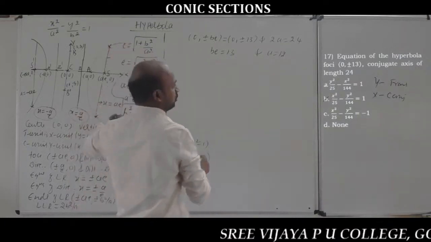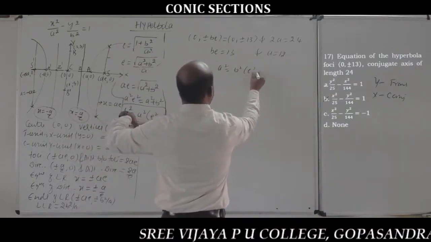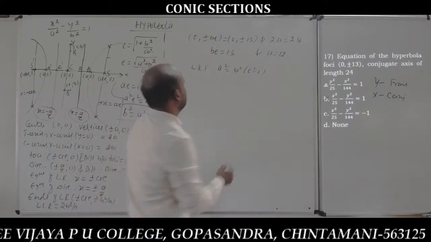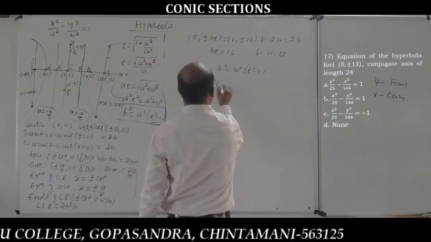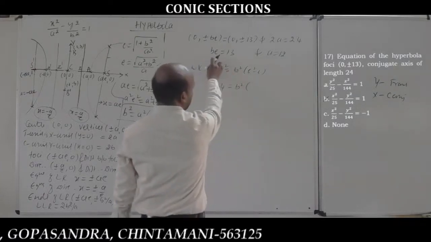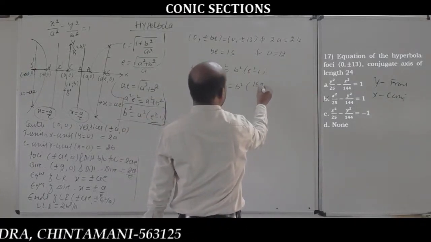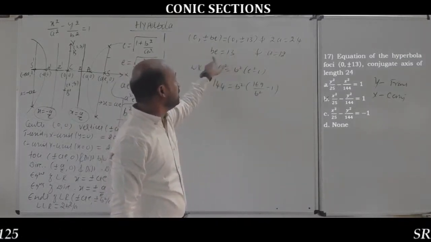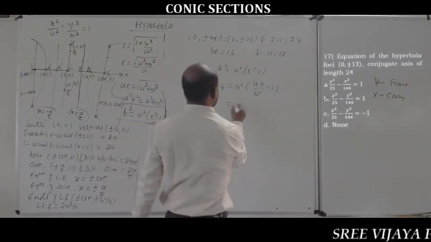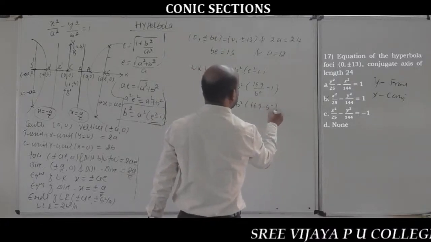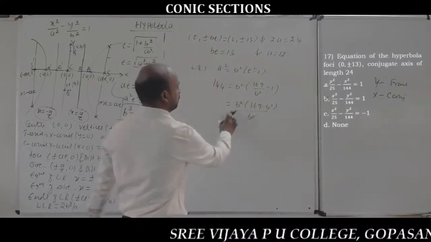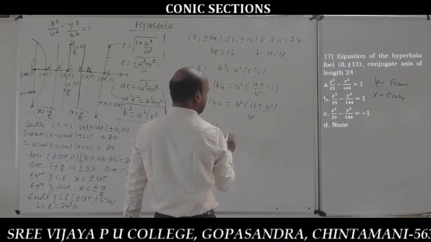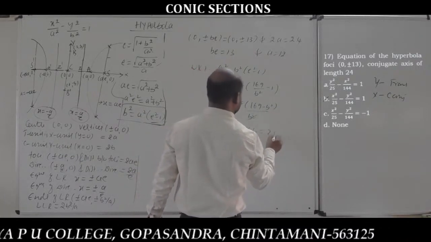So for the conjugate hyperbola we have to take a square is equal to b square into e square minus 1. We know that for the conjugate hyperbola, a square is 144, this is b square, e square is 169 by b square, so that is b square into 169 by b square minus 1. The b squares cancel, and that is 144. So b square is equal to 169 minus 144, you will get 25.